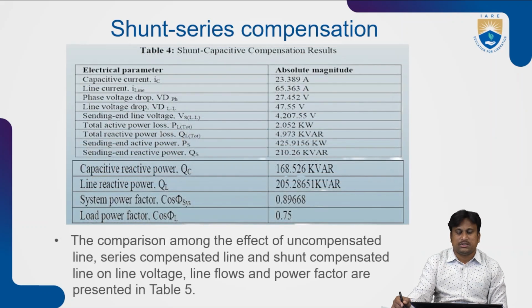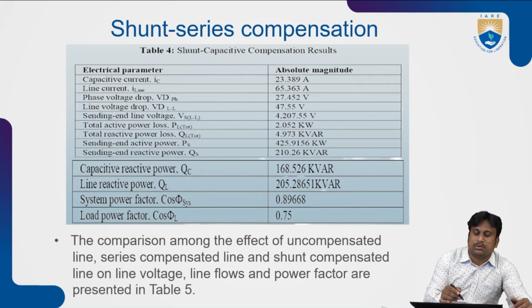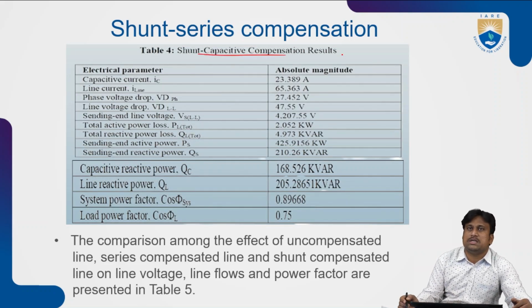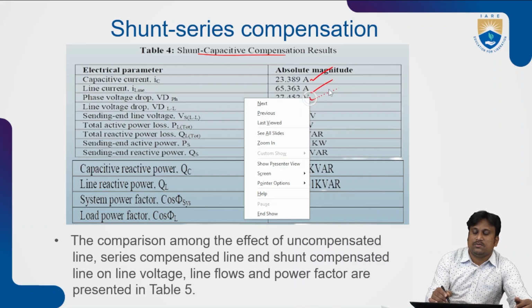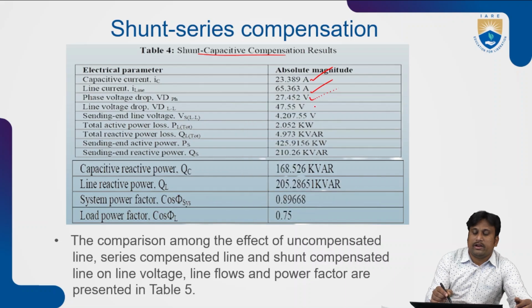So assuming the power factor is to be improved to 0.9, this shows the magnitudes of different parameters with shunt compensation techniques like capacitive current. Shunt capacitive compensation results give a capacitive current IC of 23 amps and line current of 65 amps, phase voltage drop 27 and line voltage drop 47, sending end line voltage 4207, total active power loss 2 kilowatts, reactive power loss 4.9 kVAr, sending end active power 425, and reactive power 210 kVAr.